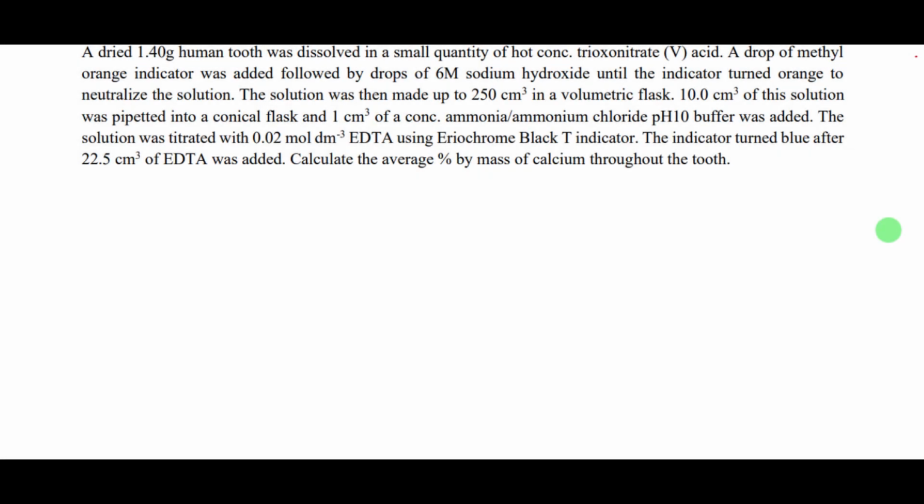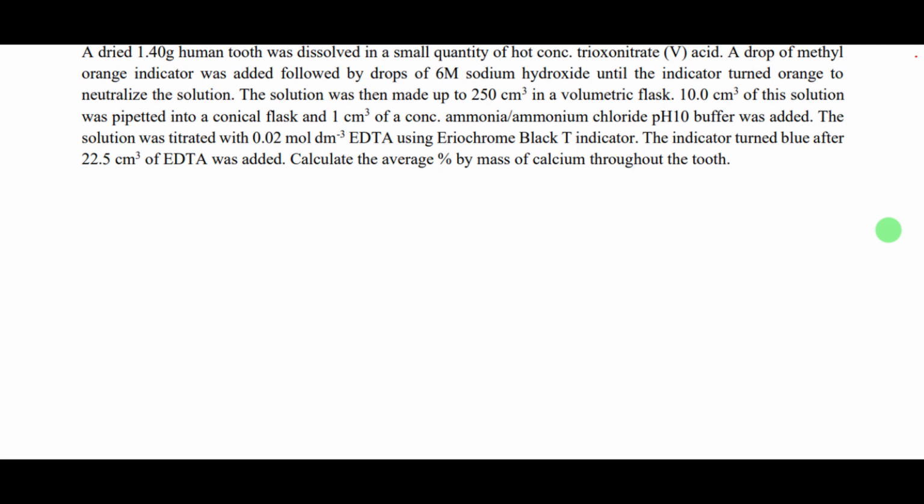A dry 1.40 grams human tooth was dissolved in a small quantity of hot concentrated trioxonitrate(V) acid. A drop of methyl orange indicator was added, followed by drops of 6 molar sodium hydroxide until the indicator turned orange to neutralize the solution. The solution was then made up to 250 cm³ in a volumetric flask.